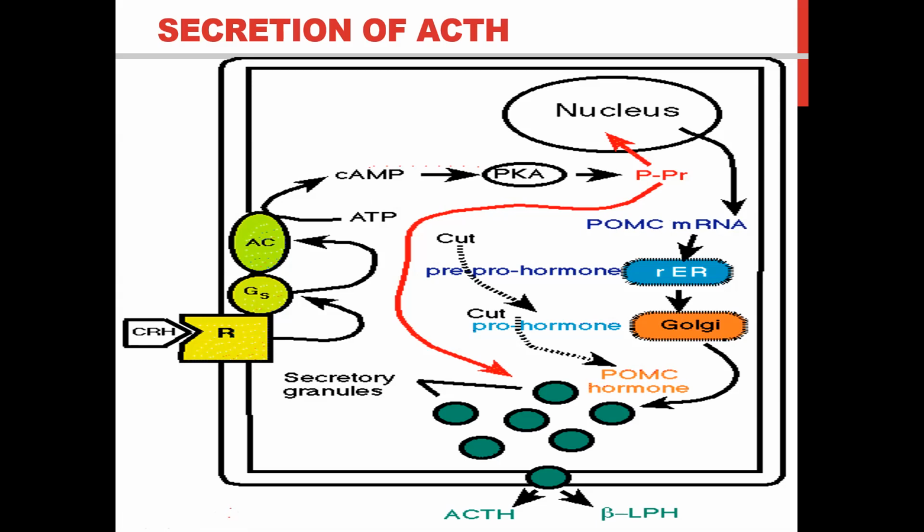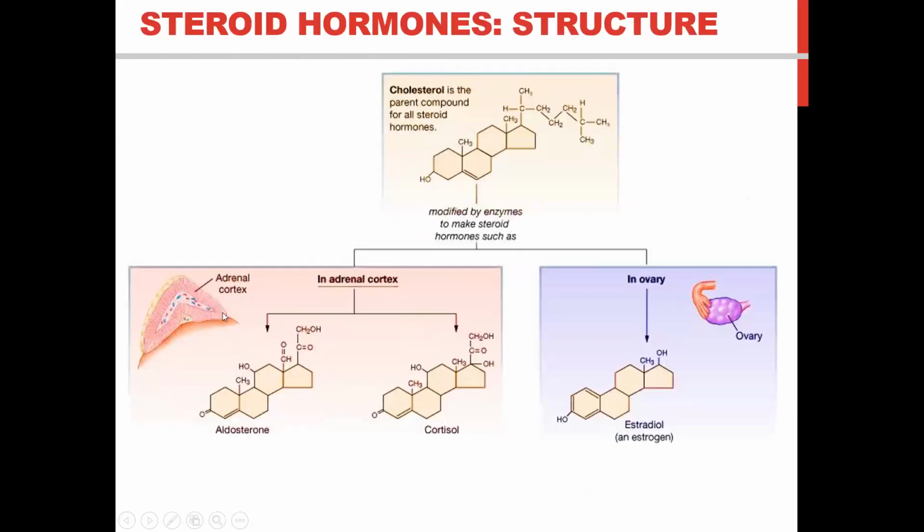And the proteolytic processing of your proopiomelanocortin occurs in the secretory granules, where it is split further into several hormones such as your ACTH, your adrenocorticotropic hormone, and your beta-LPH or your beta-lipotropin. Now that's for the secretion of your adrenocorticotropic hormone.